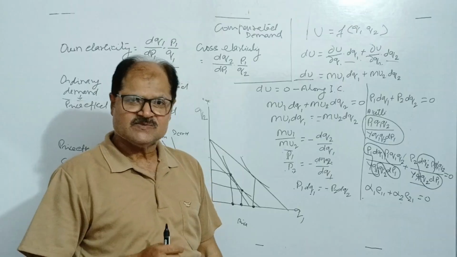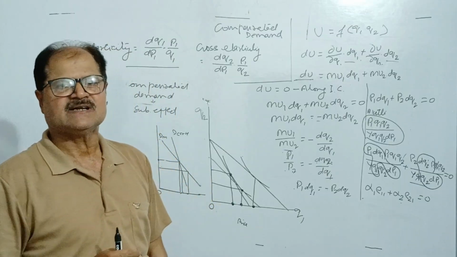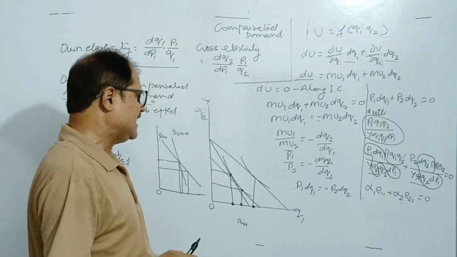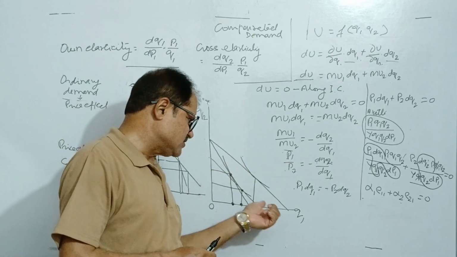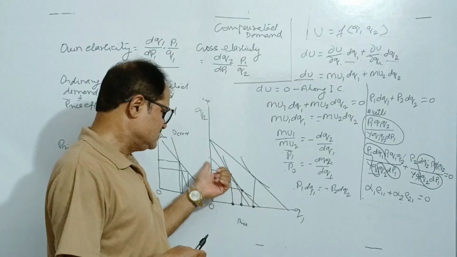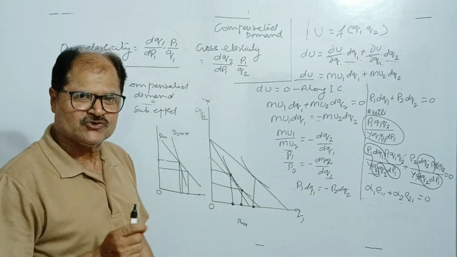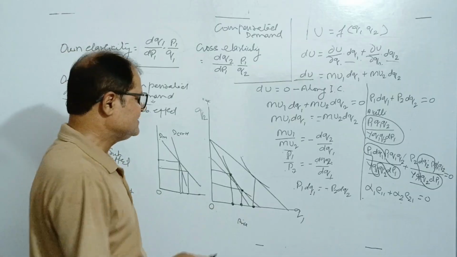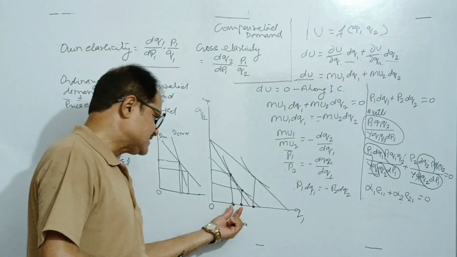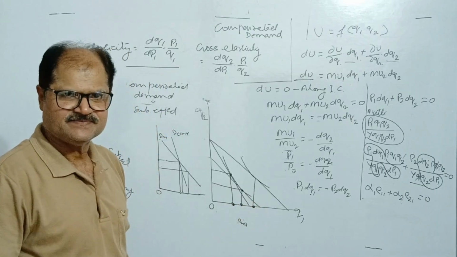Compensated demand curve हम कैसे समझते हैं? Compensated demand curve के लिए हम केवल substitution effect को analyze करते हैं, income effect को छोड़ देते हैं. And for this we have to keep the indifference curve unchanged. A new budget line parallel to this one is drawn, this budget line. ये इसको यहाँ पर टच करती है. So the substitution effect in this case is movement from this to this. This is substitution effect and this whole is price effect.